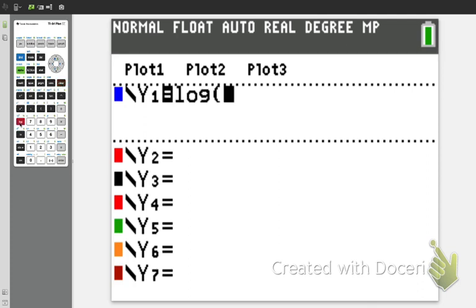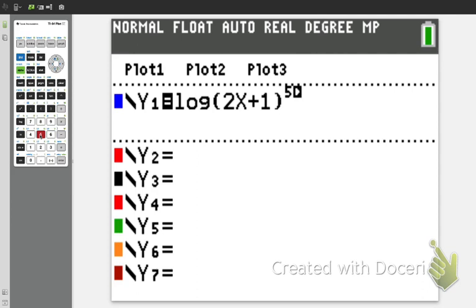So log of 2x. How do I do x? Right next to the green button, there's an X, T, theta, n. Okay, plus 1. And your parenthesis to the 5th.